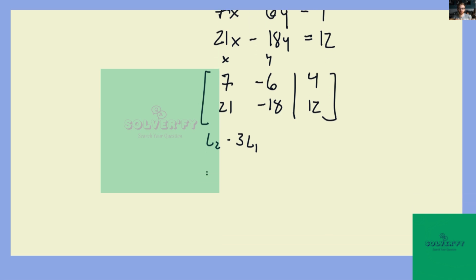Okay, it means line 1 will stay the same, remains 7, negative 6, and 4. But from line 2, we will subtract 3 times line 1. Okay, so 21 minus 3 times 7, that's 0. Negative 18 minus 3 times negative 6, well, that's going to be 18 plus 18, also 0. Okay, and finally we have 12 minus 3 times 4, also 0.